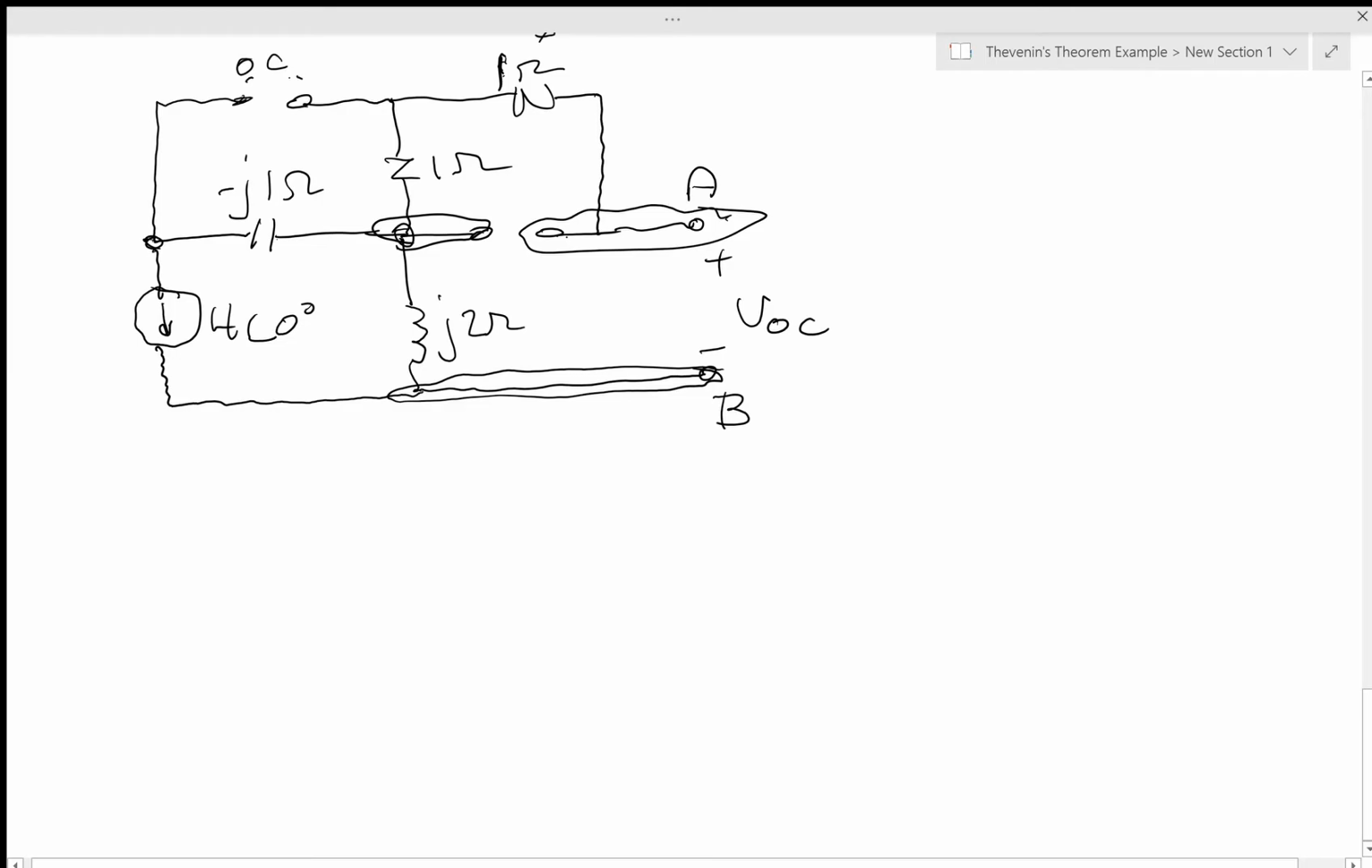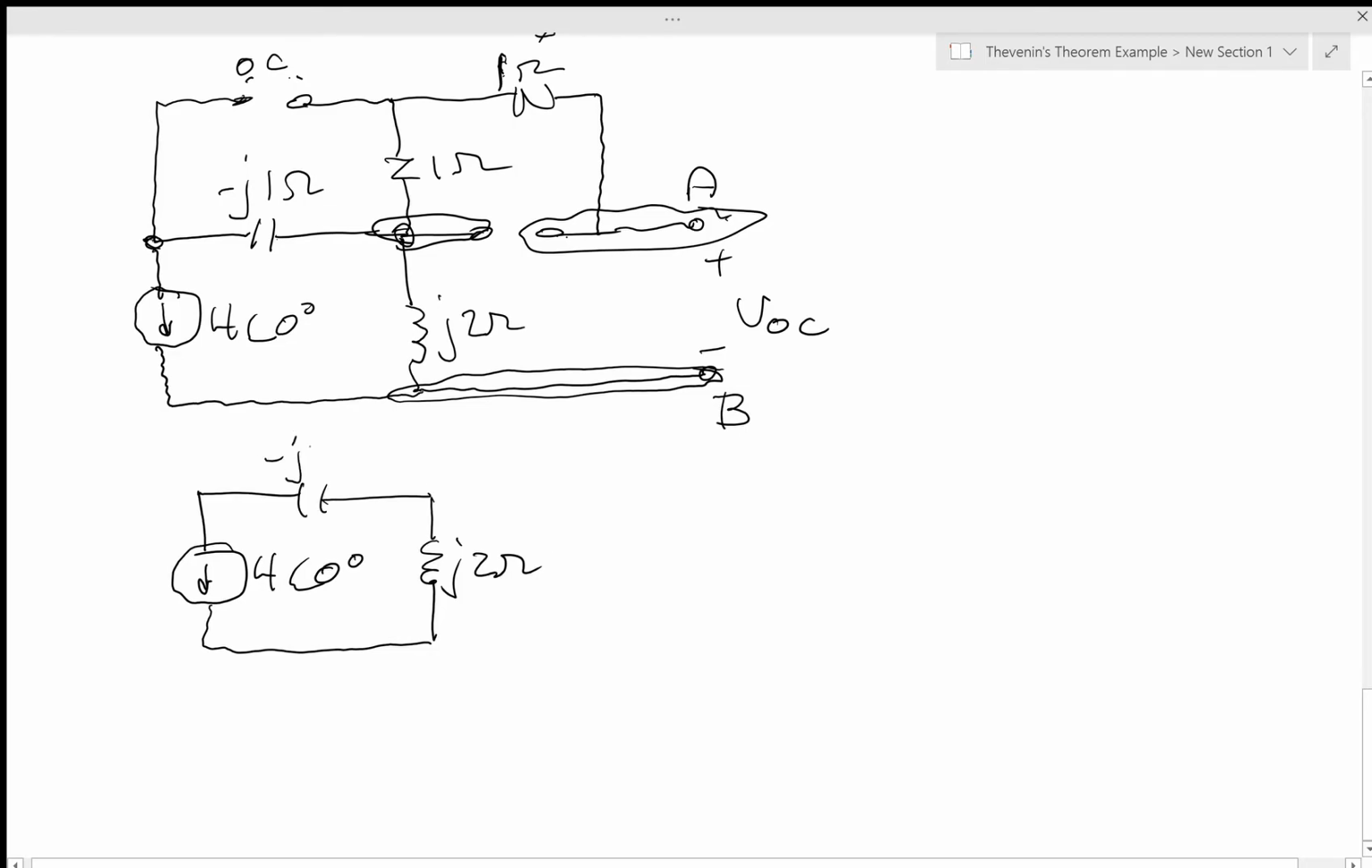So let's redraw it into something I might want to see one day. And so here we go. 4 angle 0 degrees. I have the J2 ohm inductor. I have the minus J1 ohm capacitor. I don't need to go up and capture this piece. That's just nothing. There's my node. I shrunk it back to one little dot. I have the two 1 ohm resistors. Here's my A node. I come over here. Here's my B node.